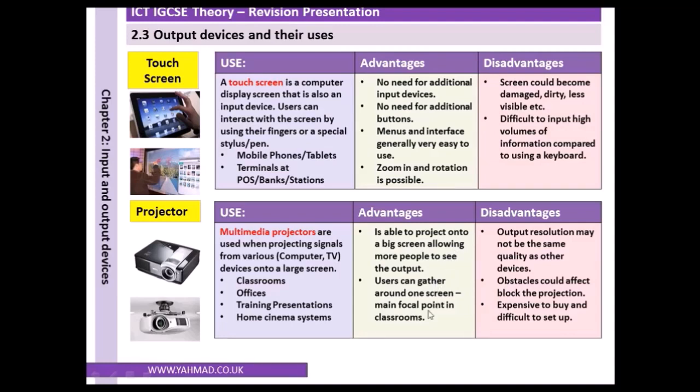Users can gather around one screen, a main focal point in a classroom. The disadvantage is the output resolution may not be the same quality as other devices. Obstacles could affect or block the projection, and it could be expensive to buy and difficult to set up.